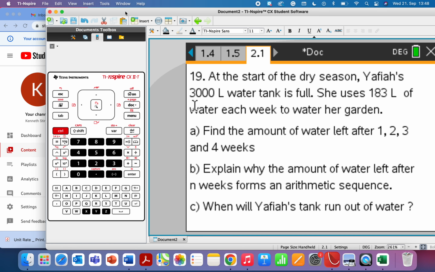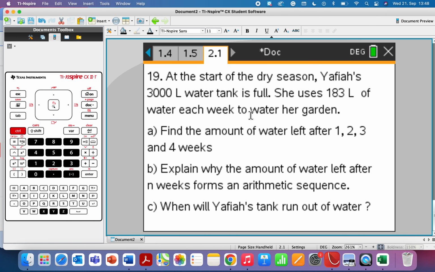Okay, so I'm going to use TI-Nspire again to answer an arithmetic sequence question. This has got a lot of words, but we're going to just translate the words into numbers. So we seem to have a 3,000 litre water tank, and then each week there's 183 litres being used. So obviously the 3,000 just goes down by 183 per week.